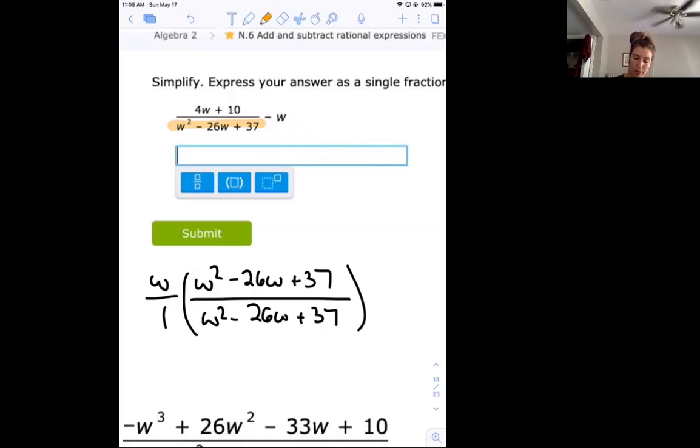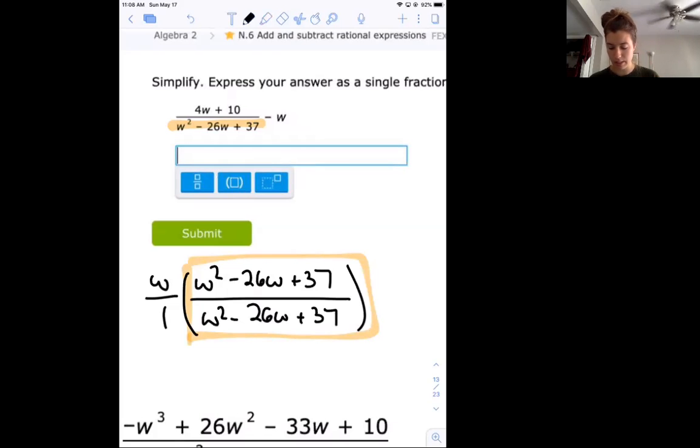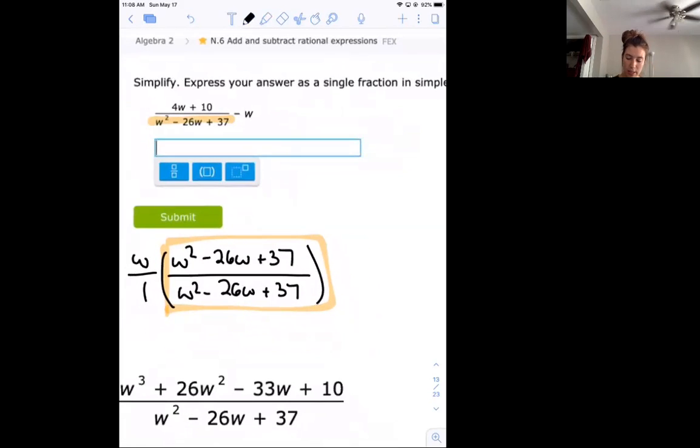So this whole fraction just equals 1 because it's the same thing divided by itself, which is always just 1. So I'm not actually changing my fraction at all if I'm multiplying by 1. I'm not doing anything illegal. I'm just writing it so I have a common denominator. So let's go ahead and multiply across now.